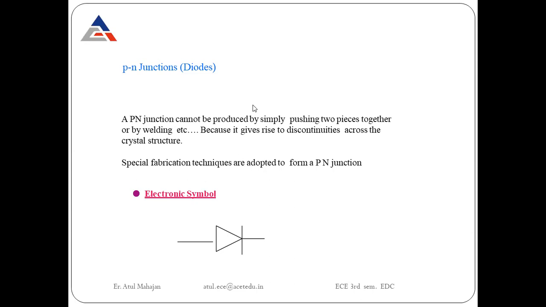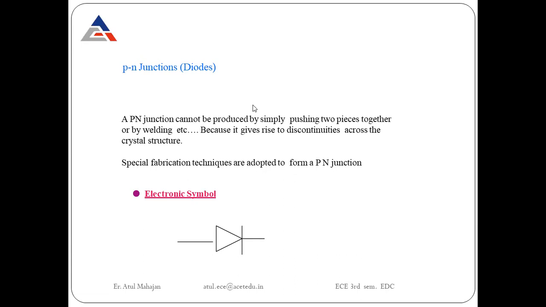So it is always desirable to have a combination which has the least amount of discontinuities in the crystal structure, so that it can be formed in a very smooth manner. Now we use special fabrication techniques to form the PN junction diode. They are not simple techniques. We adopt certain special fabrication techniques by which we can easily fabricate this PN junction diode.